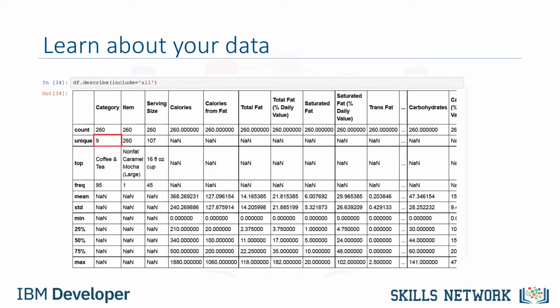We also see that there are 9 unique categories of food items in our data frame. We can also see summary statistics information such as frequency, mean, median, standard deviation, etc. for the 260 food items across the different variables. For example, the maximum value for total fat is 118. Let's investigate this data further.